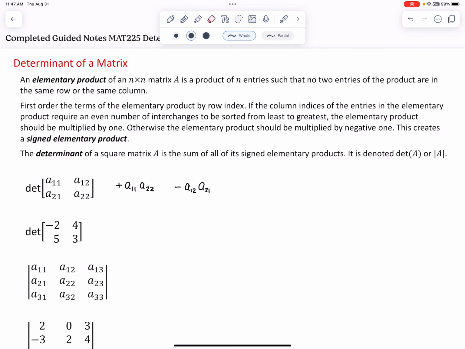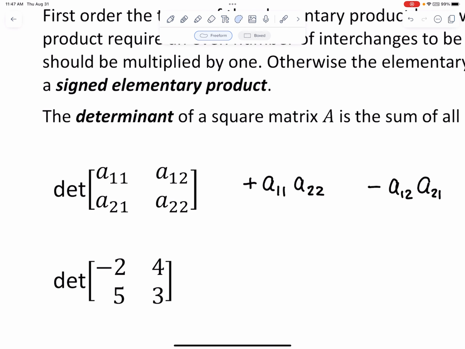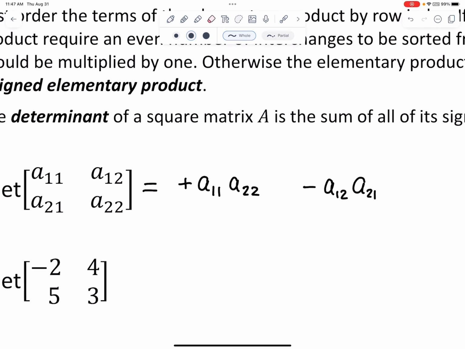Now let's read this third paragraph. The determinant of a square matrix A is the sum of all of its signed elementary products. It is denoted DET of A, or simply put the A in absolute value bars. So in this context, this is what the DET is referring to. It means find the determinant, and it's going to be equal to the sum of these two signed elementary products. The plus sign we don't need to bother writing, and we can just move this over and say A11 times A22 minus A12 times A21.